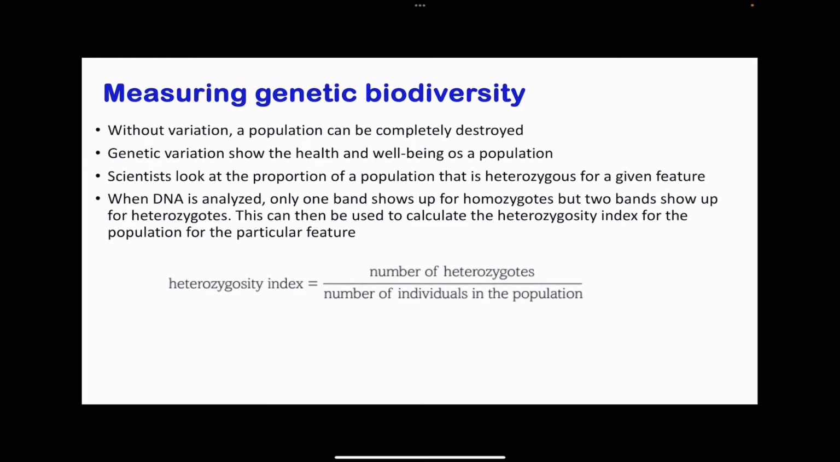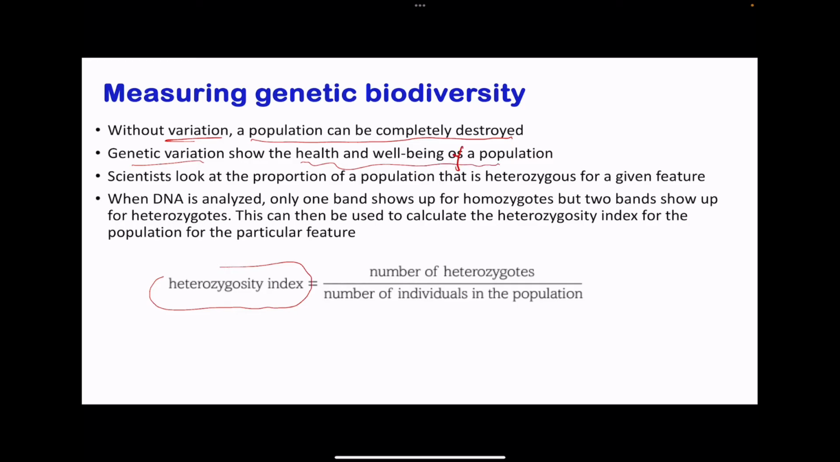Going to measuring genetic diversity, you need to remember that if there is no variation, populations can be completely destroyed. And again, without variation, if there is change in the environmental conditions, it could affect all organisms because they're going to have closely related DNA. So if there is variation within the DNA of different organisms, it can show the health and well-being of a population.